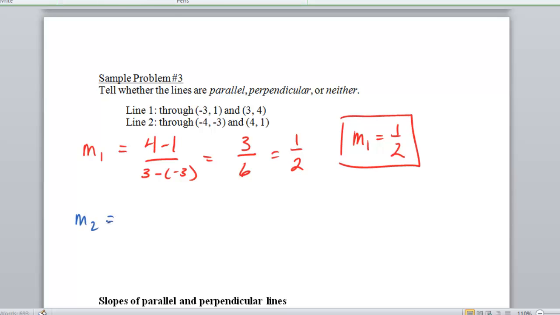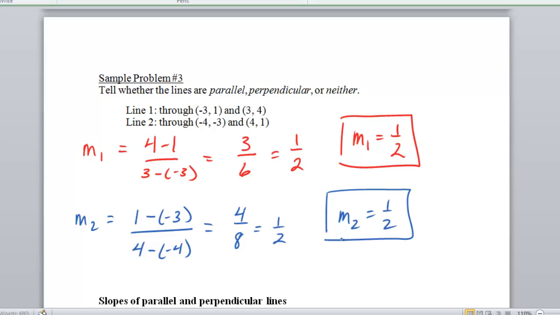Our second slope, I say 1 minus -3 over 4 minus -4. And be sure to put your y's on top and your x's on bottom. It's going to give us 4 over 8, which is also going to equal 1/2. And so we can see that here we have two slopes that are equal to each other. So if m1 equals m2, we now know that those are parallel lines. And of course, if we wanted to, we could graph or plot the 2 points and then draw a line through them, and we could visually see whether they were parallel or not.